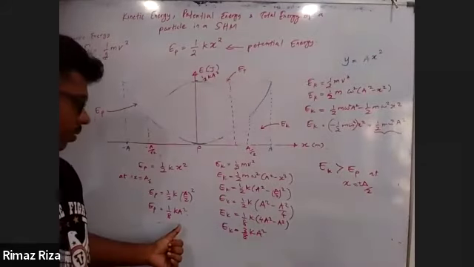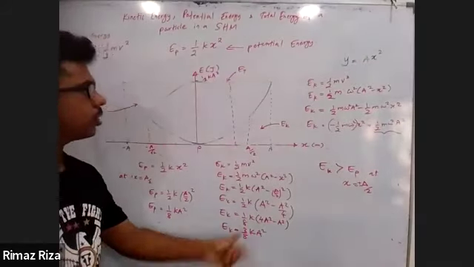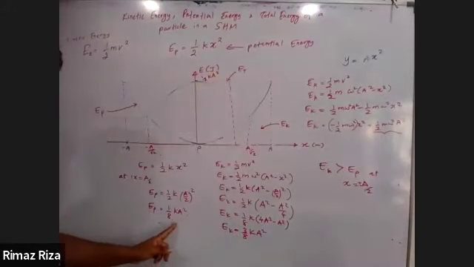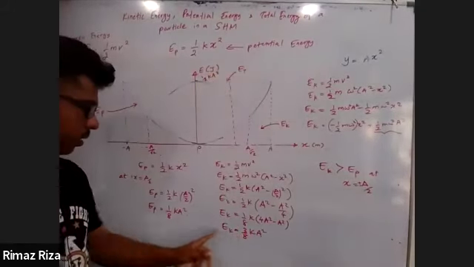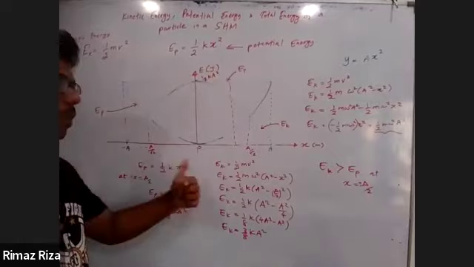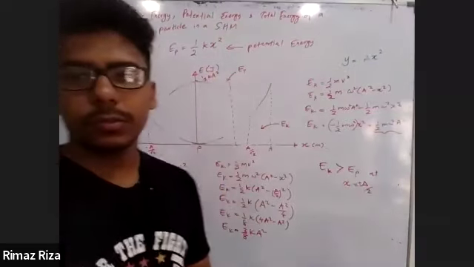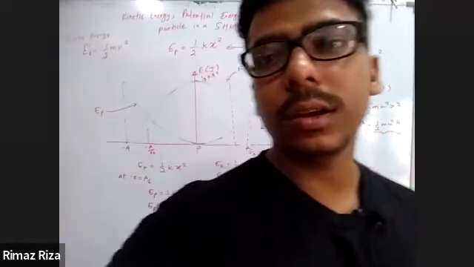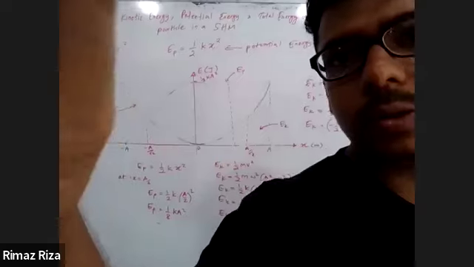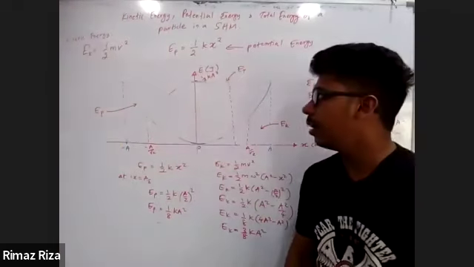Okay, and if we add these two, you should get half k a squared. So if we add this 1 over 8 and 3 over 8, we get 4 over 8, which is 1 half. So we get the total energy, the same value of half k a squared.